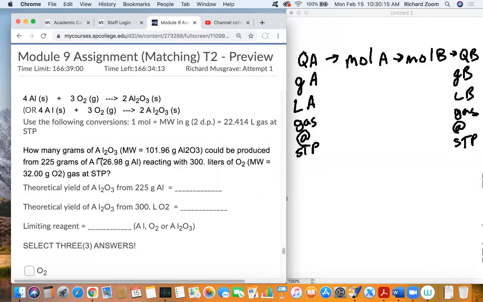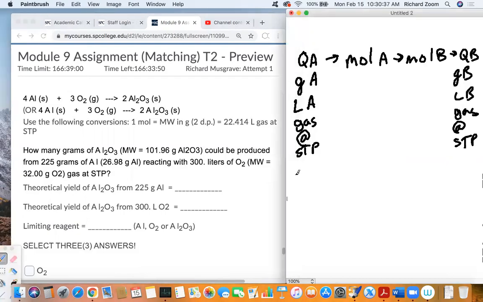How many grams of Al2O3 could be produced from 225 grams of Al reacting with 300 liters of O2? How do you deal with that? One thing you have to realize is that what you're starting with, the Al and the O2, are both reactants. And when you do these kinds of problems, this is another way of being able to determine the limiting reagent, by the way.